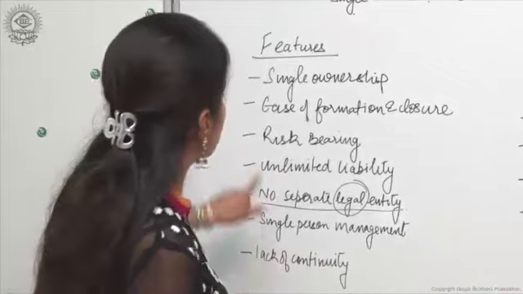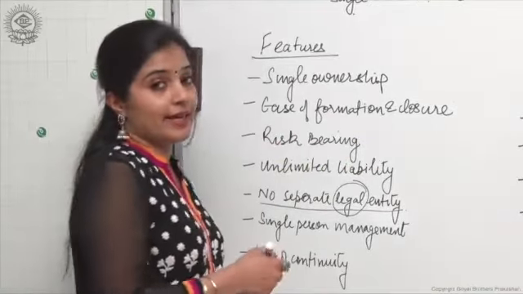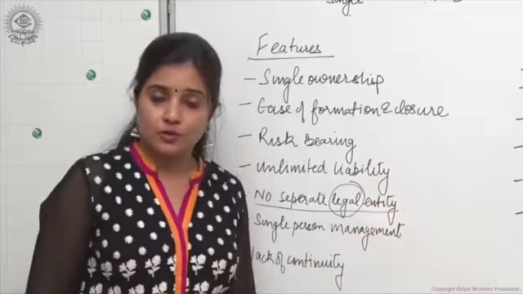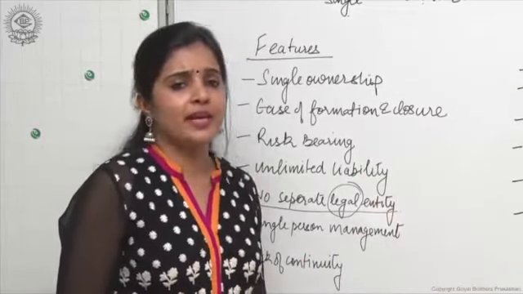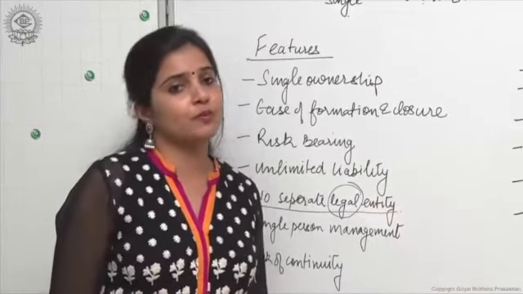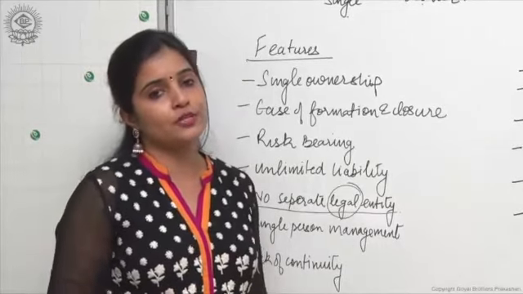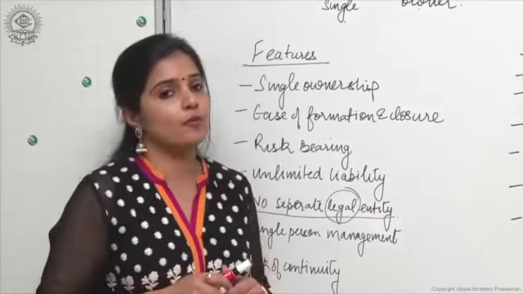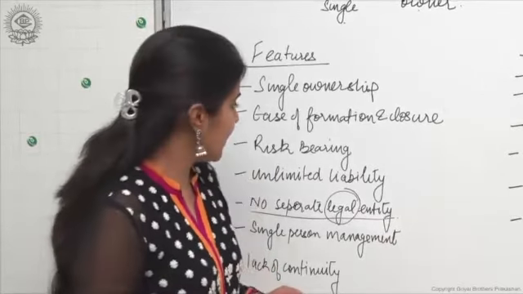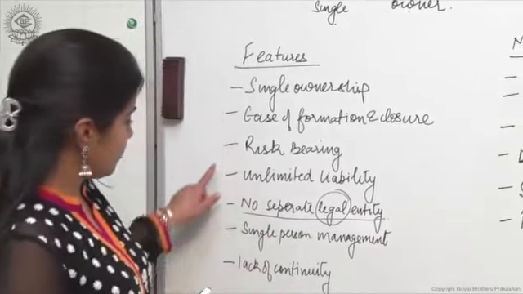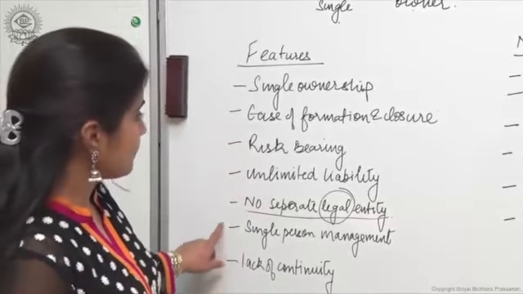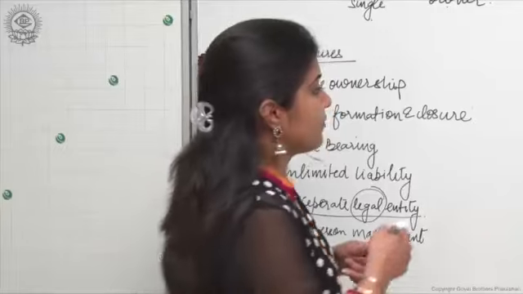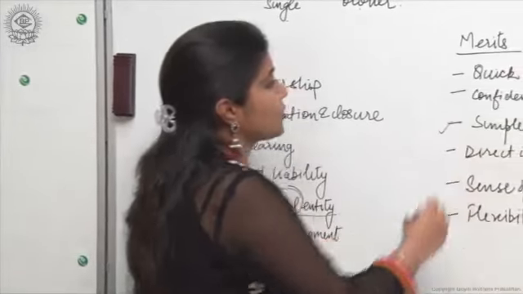First of all, the first one that I can see from here is ease of formation and closure. That means there aren't many legal formalities to be performed in the case of a sole proprietorship as compared to the other forms of organizations, right? This one we've already covered, simple formation and closure.